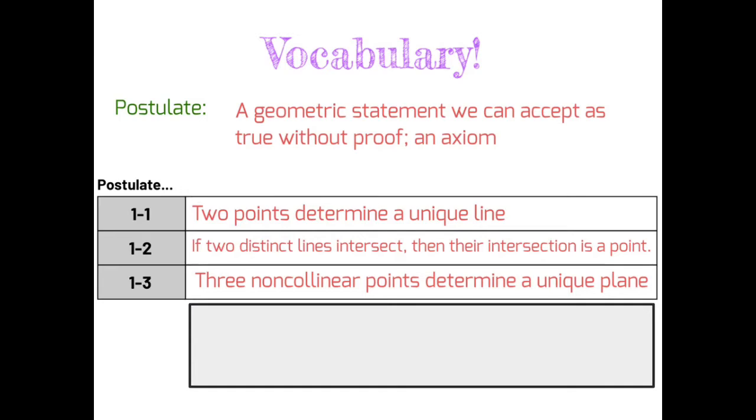And last one for right now, 1.3, 3 non-collinear points determine a unique plane. We discussed that a little bit in 1.2. In order to create a plane, the 3 points need to be non-collinear.